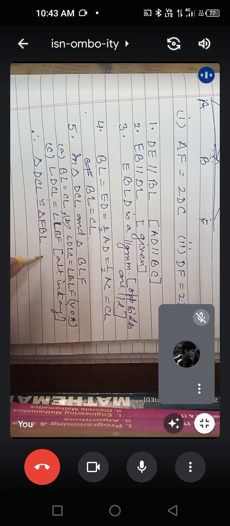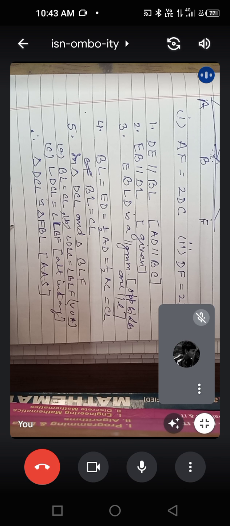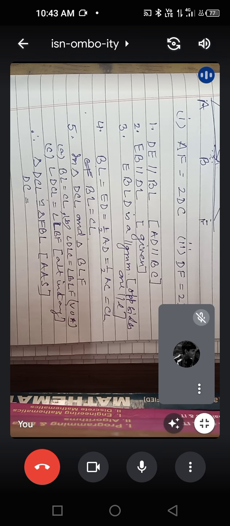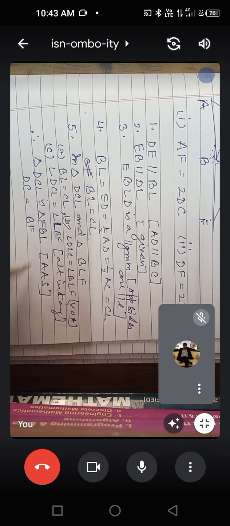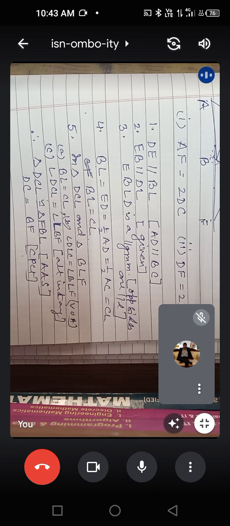The reason will be angle, right, area. Okay, now, therefore, what conclusion do you get? That DC is equal to what? DC is equal to BL by CPCT, right? CPCT. So this side and this side both are equal. This point is clear.